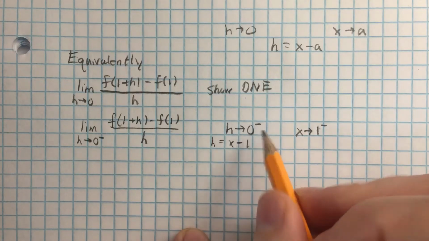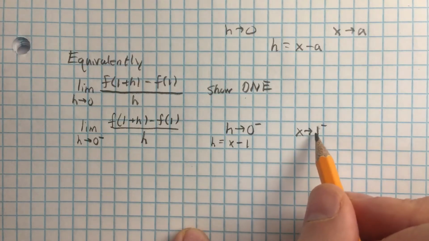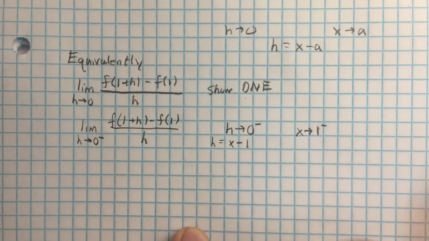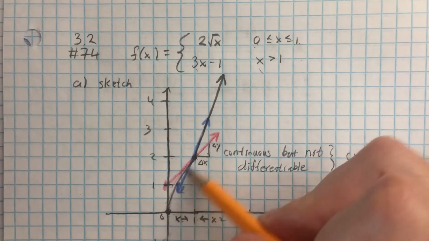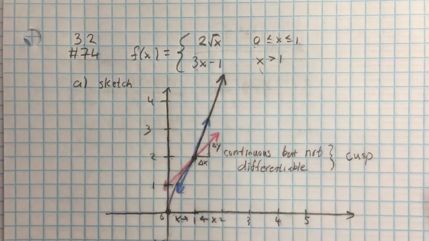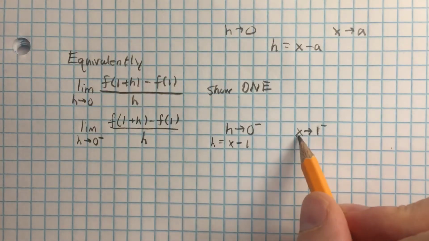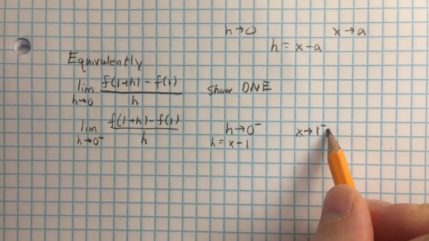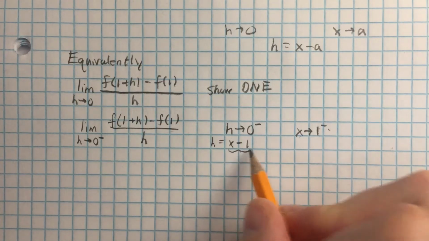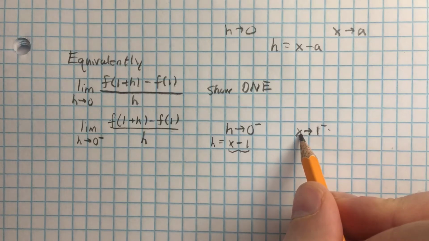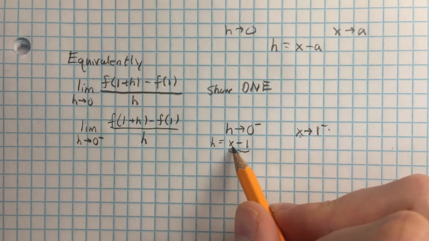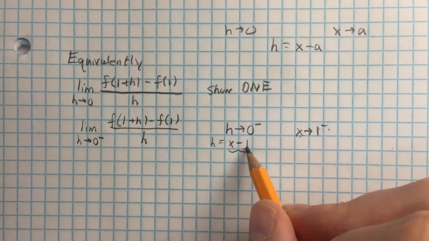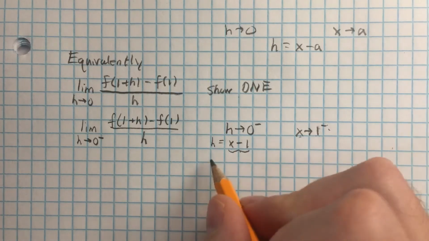So as h approaches 0 from the left, if x is approaching 1 from the left, which is conceptually clear in the picture, I'm clearly on the left part of this curve, not the right part. So as x approaches 1 from the left, for the expression x minus 1, the x values are always smaller than 1, because I'm to the left of 1. A value smaller than 1, minus 1, will be negative. So h would always be negative here.